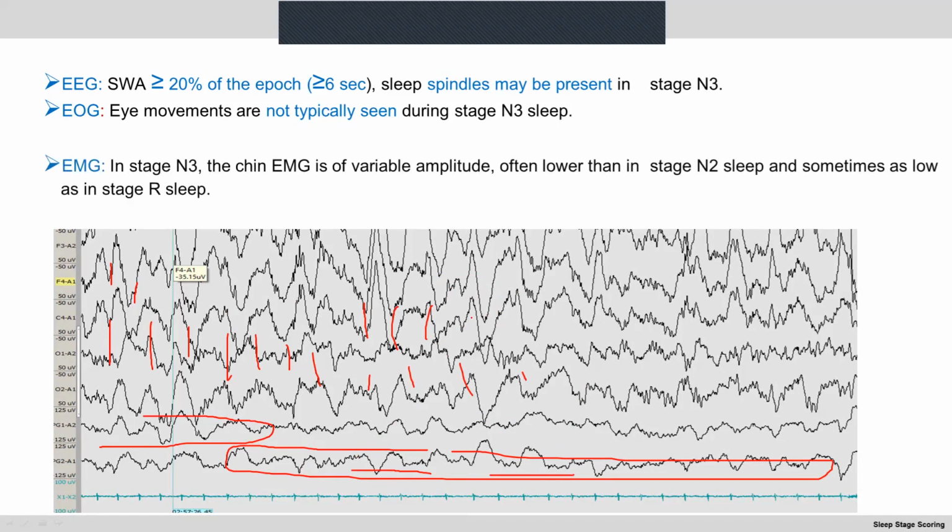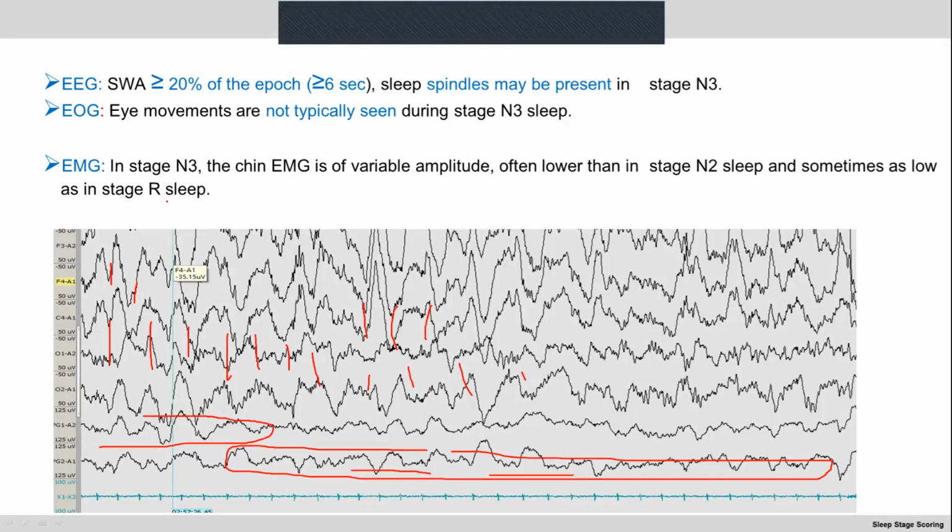Okay. And the chin EMG is of variable amplitude, often lower than stage N2 sleep, and sometimes as low as in stage R. So in stage N3, that EMG is lower than that of N2, and sometimes similar to the R stage or REM sleep.